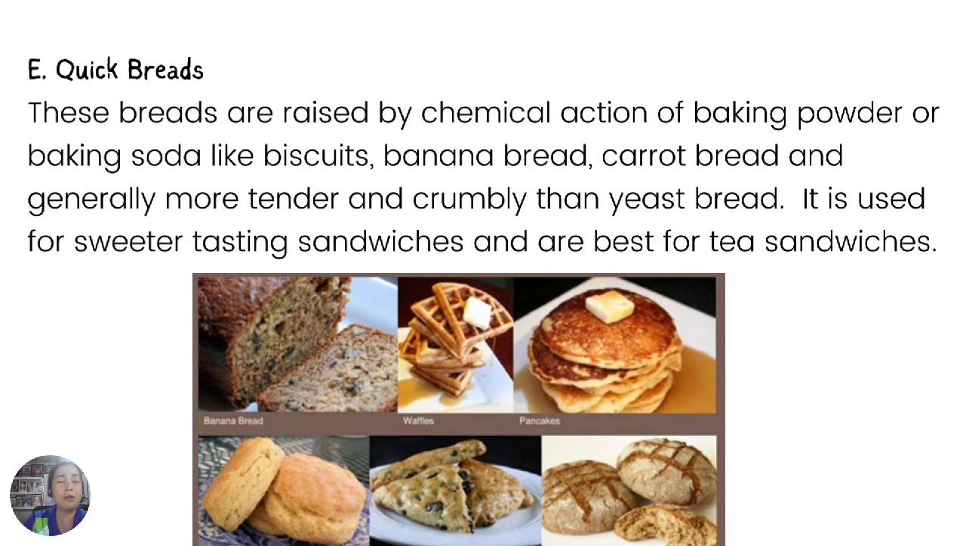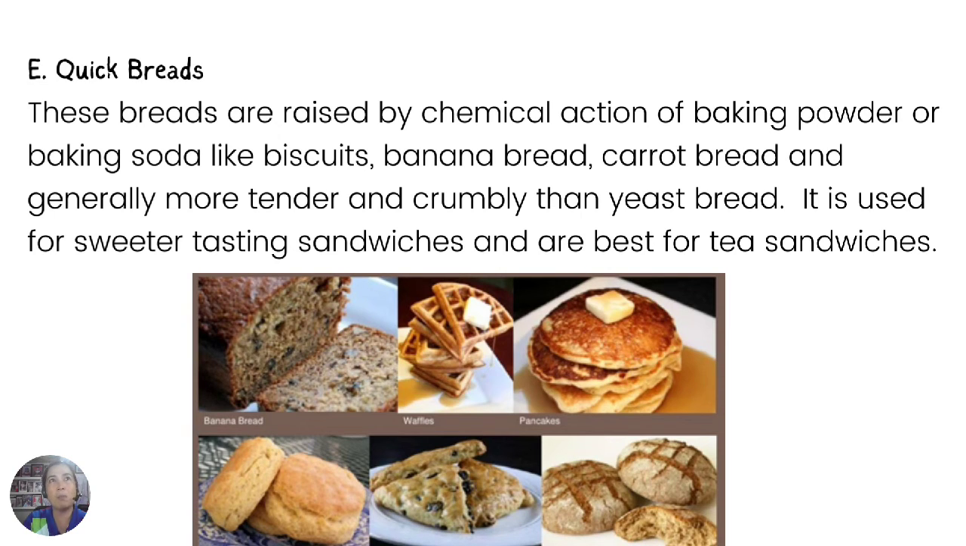And then lastly, from the type of bread, we do have quick breads. When we say quick bread, these are breads raised by chemical action. Chemical action kasi nilagyan na siya ng mga leavening agents. When we say leavening agents, mga pampaalsa or mga leaveners, and these are the baking powder or the baking soda. So yung mga biscuits, banana bread, carrot bread are what we call quick breads.